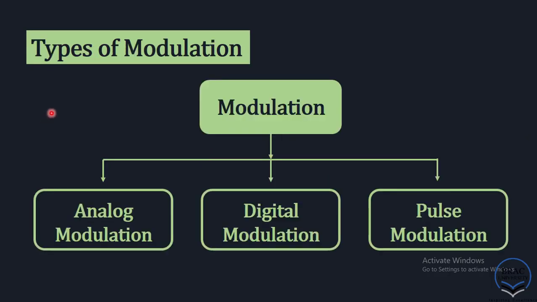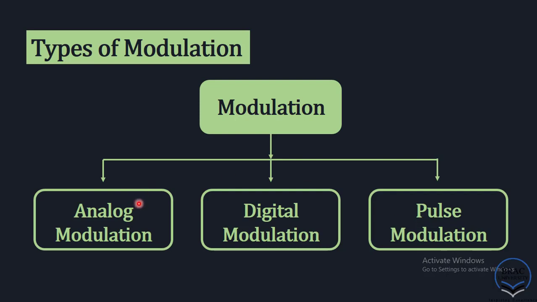So we are now in the last part of this lecture. We will conclude our discussion with the classification of the modulation process. Basically, we have three types of modulation process. They are analog modulation, digital modulation, and pulse modulation. We will talk about these individual modulation techniques in this course.